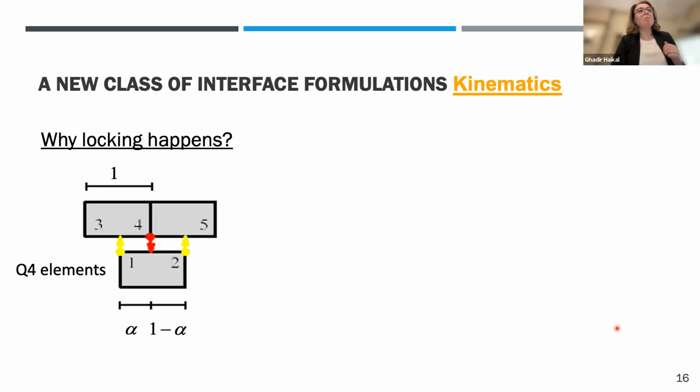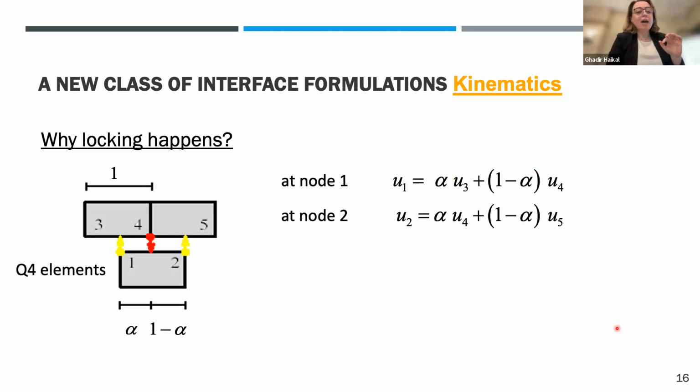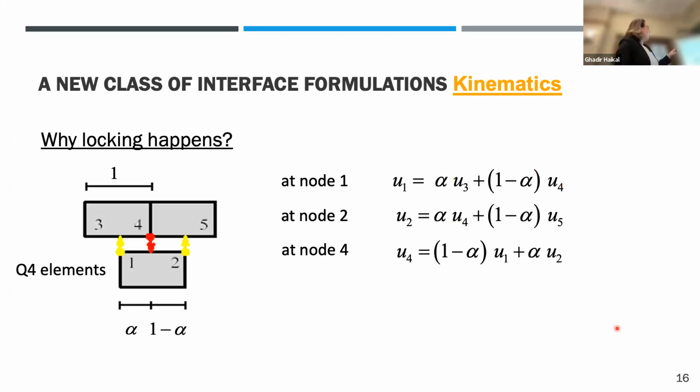To avoid this problem, we went back to understand why locking happens. As you see here, this is a simple problem where I have two elements on one side and another element on the other side. I'm trying to see what happens when I enforce these constraints that make sure that one point on one side cannot go through the surface. When you do that math, you realize that when I enforce the constraints at these nodes, I'm eliminating these degrees of freedom in favor of the others on the other side. But then if I try to enforce the constraint again from the other side, the whole surface basically has only one degree of freedom. And that's why it locks.